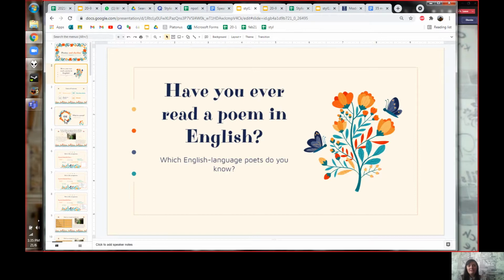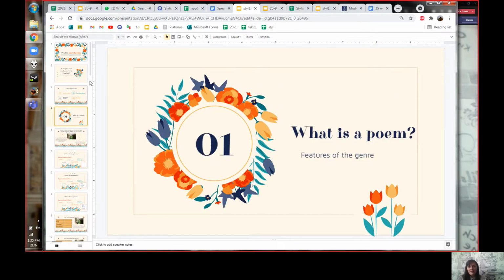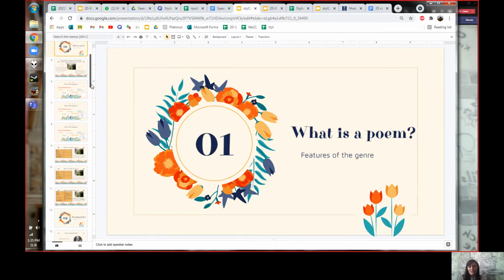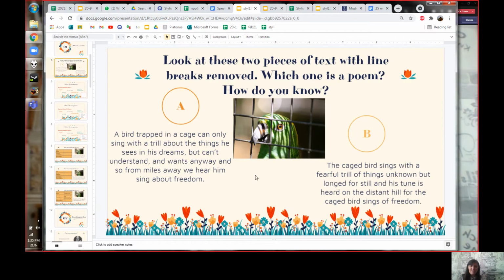So let's start with what a poem is and how to describe some features of the genre of poetry. Here you can see two pieces of text. One of them is a lovely poem by William Blake. And the other one is, well, I took the poem and I translated it into regular English.